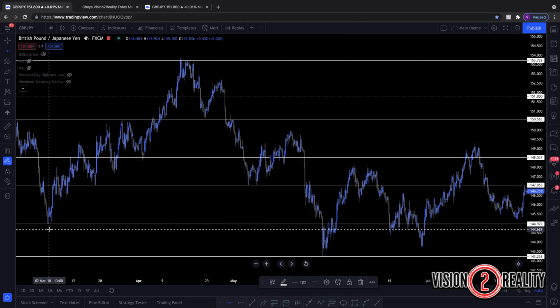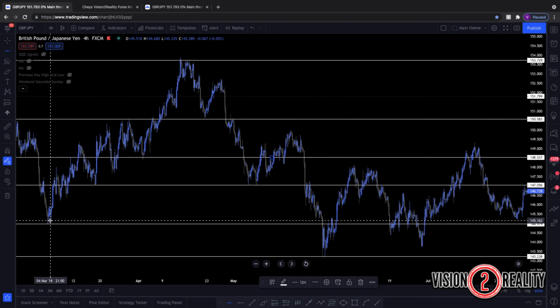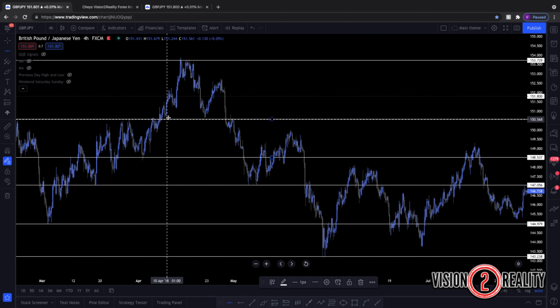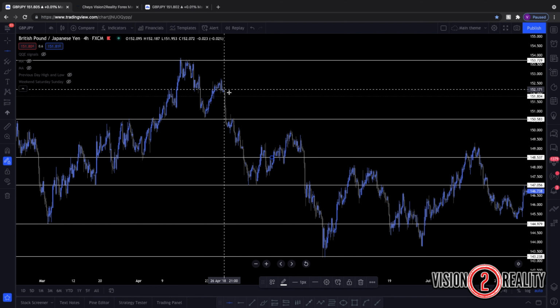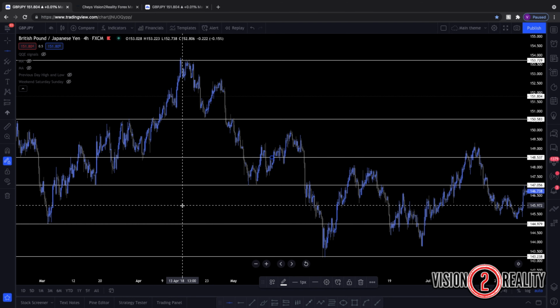Right? So remember, guys, with price too, with Forex, it's never going up forever. It's never going down forever. We're blessed in the Forex market to be able to make money both ways. So we make money when price is going up as long as we buy at lower points. And we make money when price is going down as long as we sell at higher points.